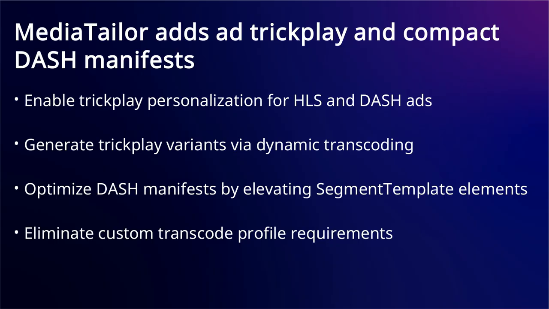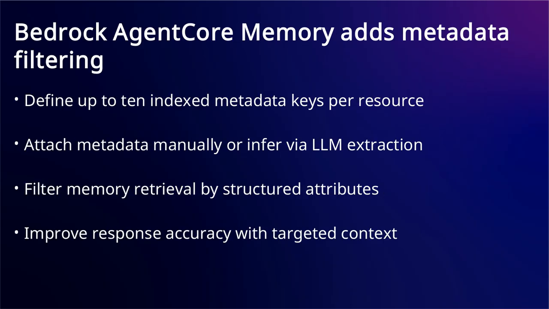When agents retrieve memories from long-term storage, irrelevant context can reduce response accuracy and introduce noise. Amazon Bedrock AgentCore Memory now supports metadata on memory records to solve this problem. You can define up to 10 index keys per memory resource using string, number, and string_list types. You attach metadata to events at ingestion time or configure the LLM to infer it automatically based on extraction instructions you provide in the metadata schema.